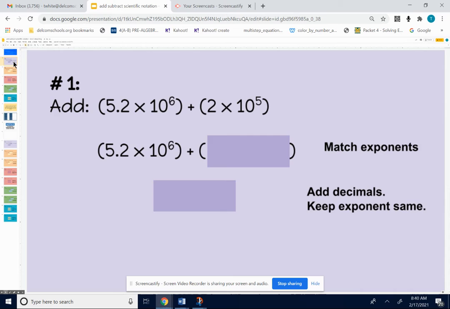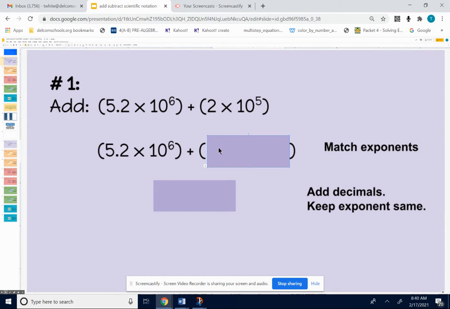Okay, number 1, add 5.2 times 10 to the 6th plus 2 times 10 to the 5th. First thing I see is that the exponents don't match up, but it's not that bad to match them up. I'm going to take the 10 to the 5th, the smaller one, turn it into 10 to the 6th. But if I add 1 to the exponent, like I need to do, I need to take the decimal point in my 2 and move it 1 left. So that second number becomes 0.